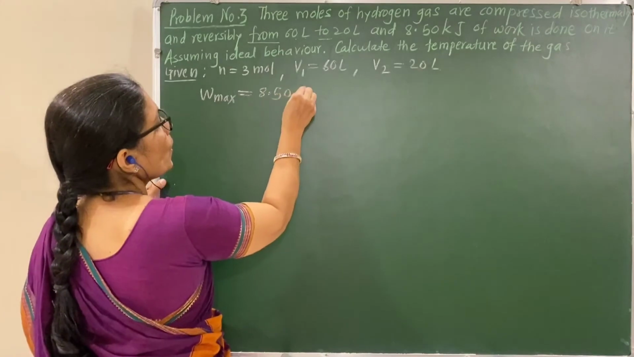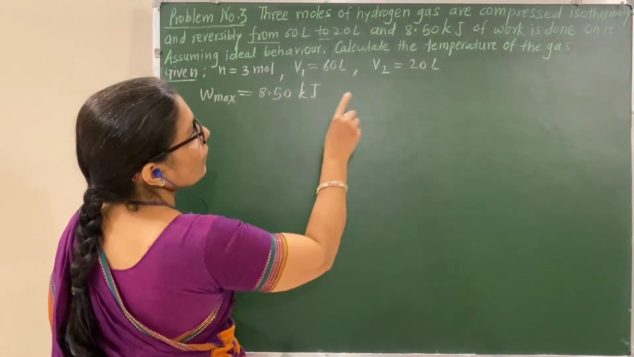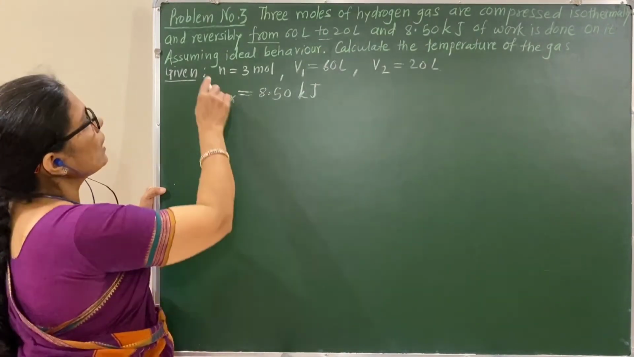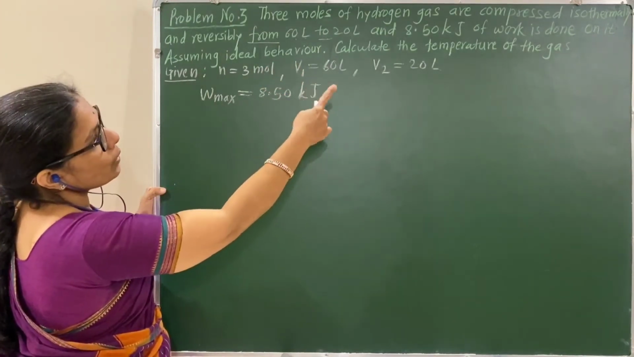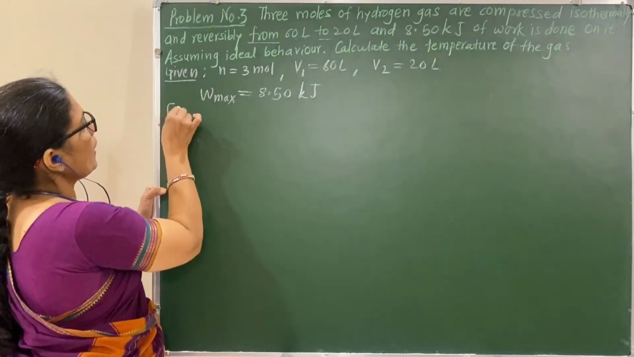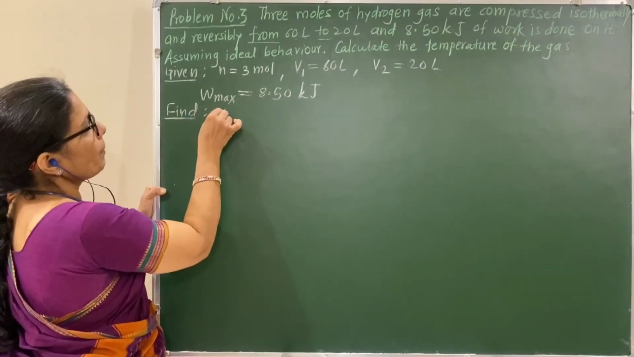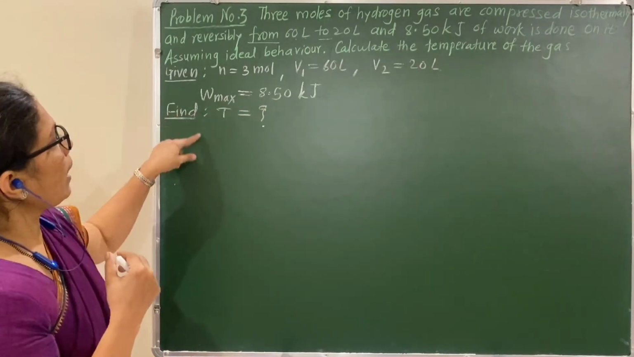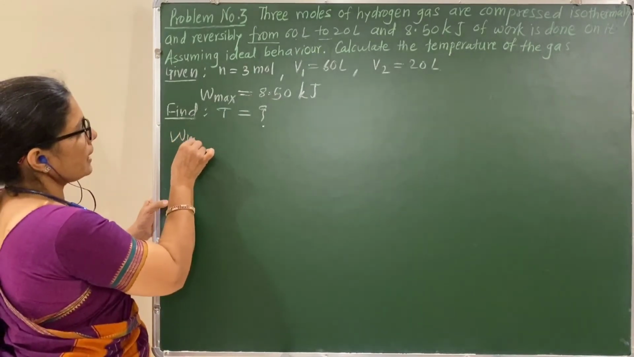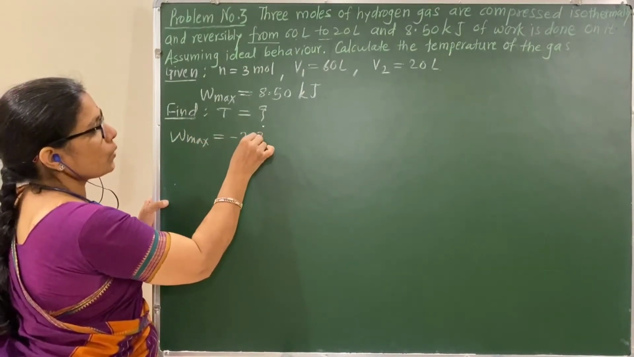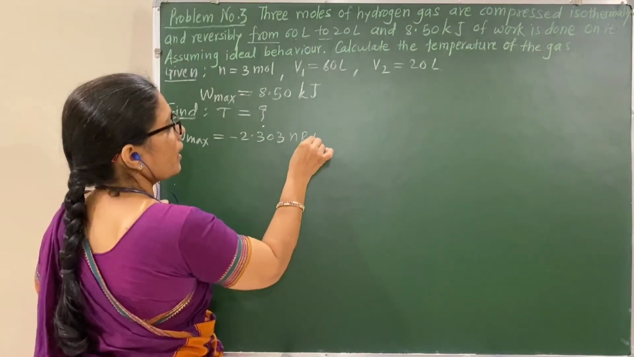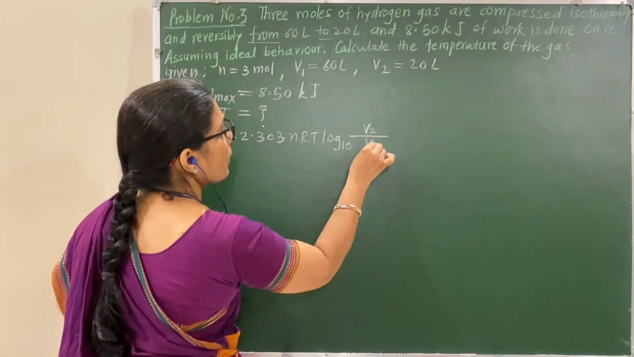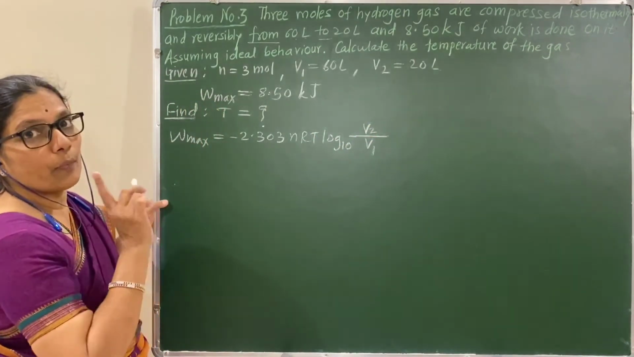8.50 kilojoule of work is done on it, that is compression. Assuming ideal behavior, calculate the temperature of the gas, that is find temperature. Okay. Now formula: W max is equal to minus 2.303 nRT log to the base 10, volumes given, therefore V2 upon V1. Now substitute the value.